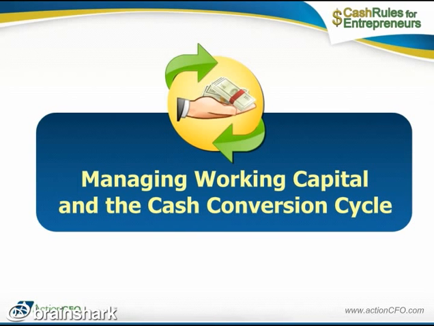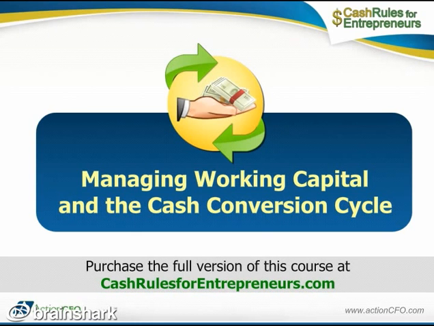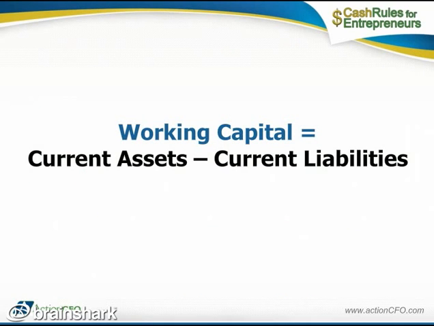I mentioned earlier that we would revisit the swing factor cash flow drivers: accounts receivable, inventory, and accounts payable. We will now look at them in the context of working capital and the cash conversion cycle. Working capital and the cash conversion cycle tie directly to the three swing factor cash flow drivers, accounts receivable, inventory, and accounts payable. Working capital is simply current assets less current liabilities.